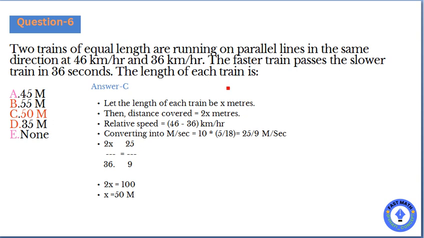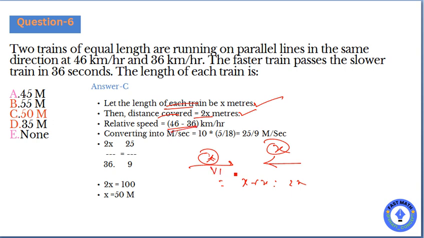Let's move to doing this problem. As per the problem, each length of the train is x meters. The distance covered: this is the x and this is the x, the distance of the trains we are considering. What will be the total distance? x plus x, nothing but 2x. What will be the relative speed? The speed of the first train is v1 and the second is v2.